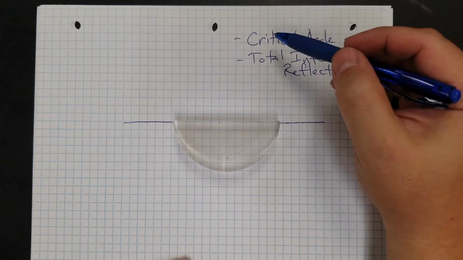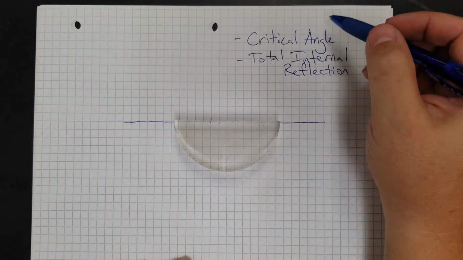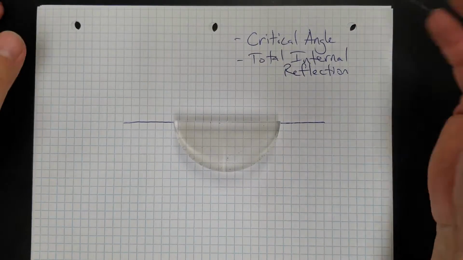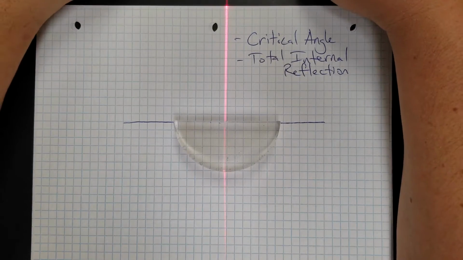All right, in this video, we're going to look at the critical angle and total internal reflection. Both of these come off of Snell's law, right? So let's quickly review Snell's law.